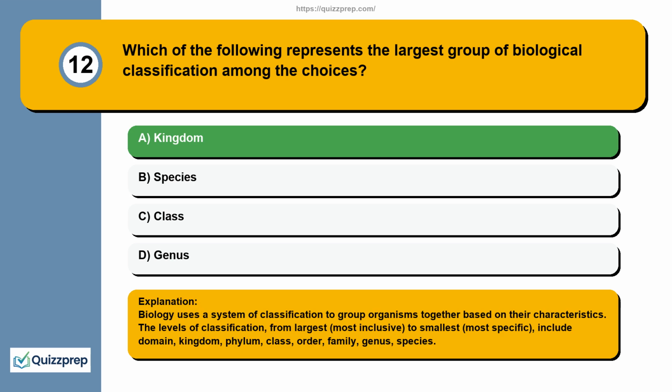Biology uses a system of classification to group organisms together based on their characteristics. The levels of classification, from largest, most inclusive, to smallest, most specific, include domain, kingdom, phylum, class, order, family, genus, species.